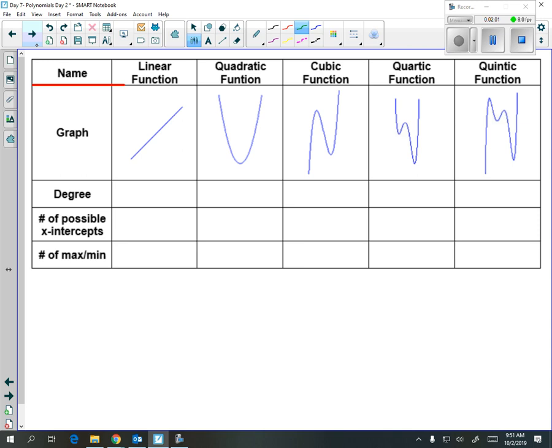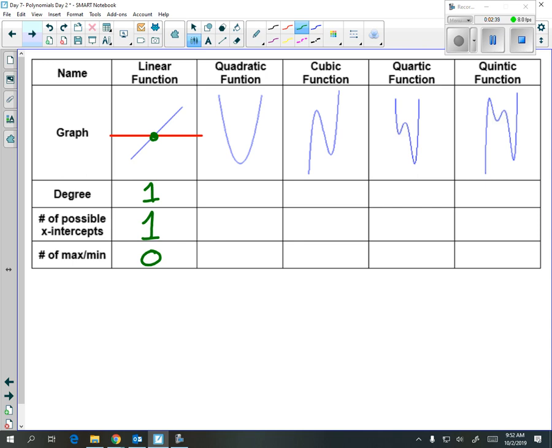Now we're going to fill out a chart. So first of all, the degree of a linear function we should know is a degree 1. The possible number of x-intercepts, let's imagine this red bar was your x-axis, is 1. Now it hits the x-axis 1 time. Now there are no max and mins on a linear function, right? It goes up forever and down forever. There's no largest point or no smallest point. So that would be 0.